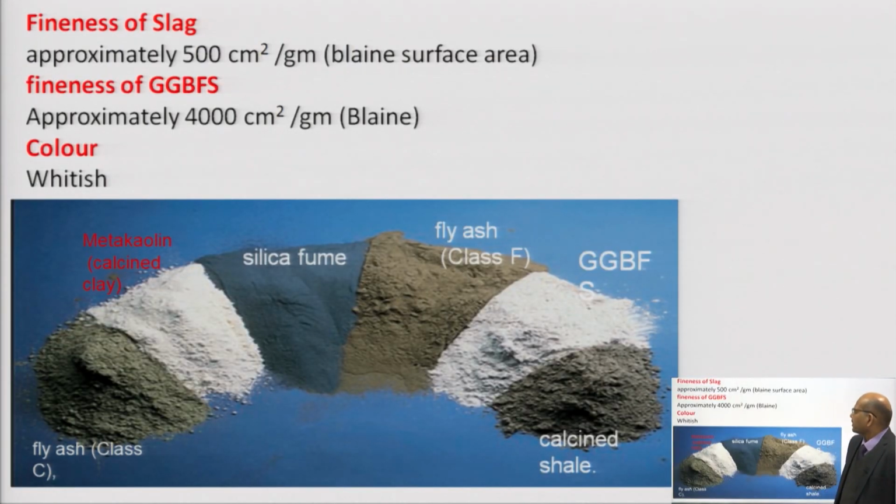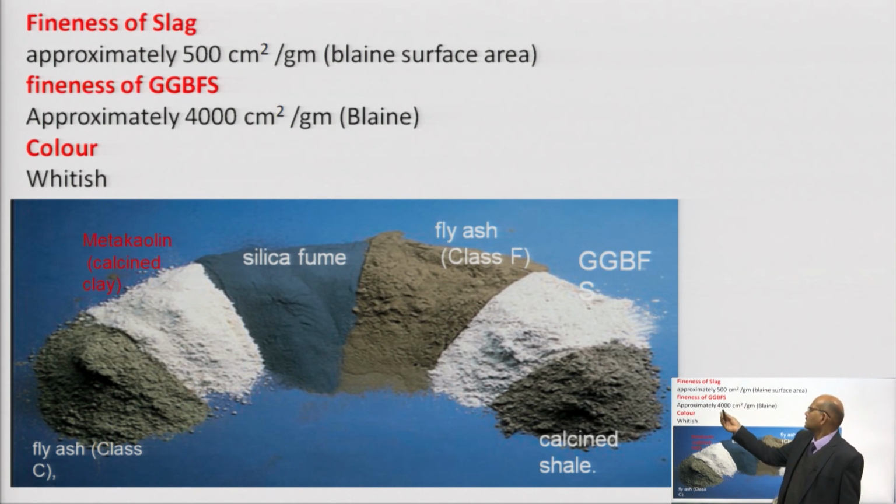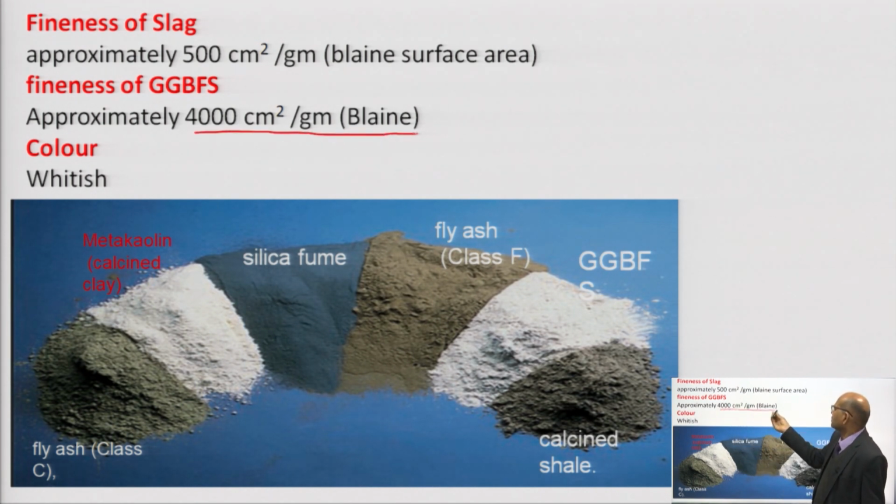So, what should be the fineness of slag? Approximately, the fineness of granulated slag is 500 centimeter square per gram if you measure with the Blaine surface area method, and that will not be so reactive. So, reaction is very important. If you consider the fineness of GGBFS, that is approximately around 4000 centimeter square per gram by the Blaine method. If you grind up to this, you can get a good reaction property, and nowadays we are able to grind up to more than 6000 centimeter square per gram also, that is ultra fine GGBS.